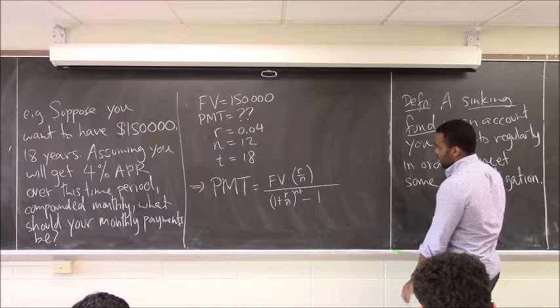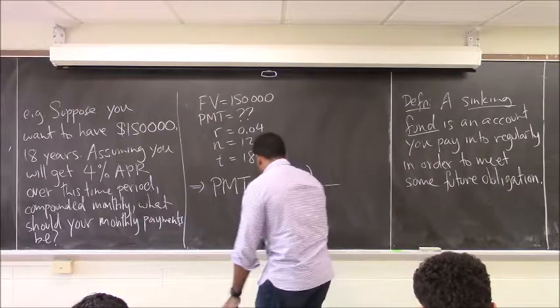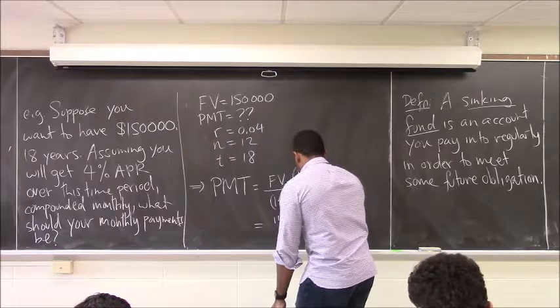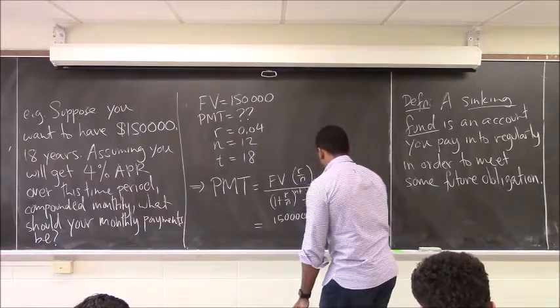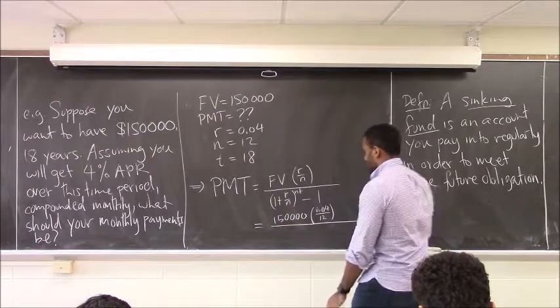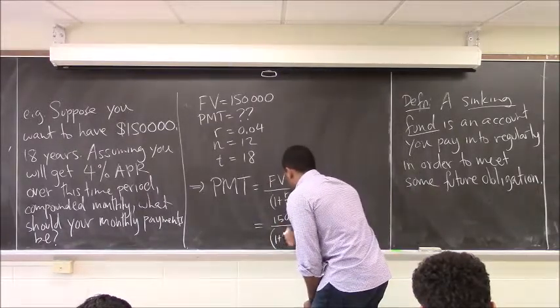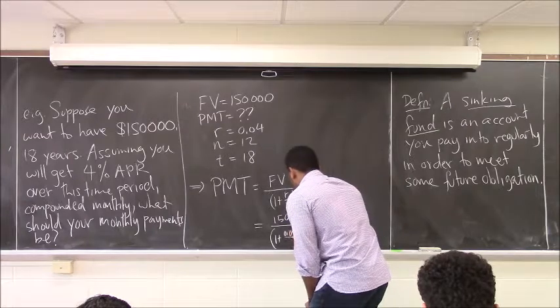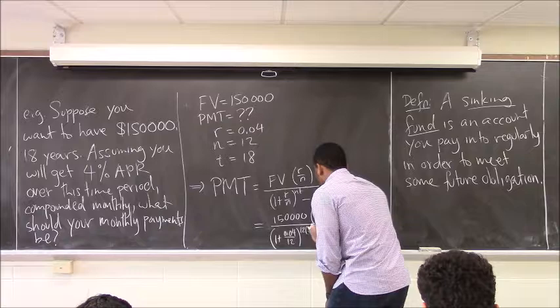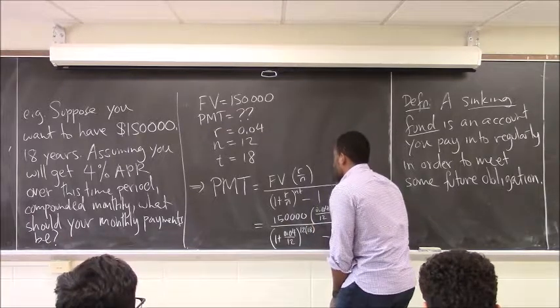That's a mouthful. So make sure you can plug that into your calculator and let me know what it is. So 150,000 times 0.04 over 12, over 1 plus 0.04 over 12, raised to the 12 times 18, minus 1.